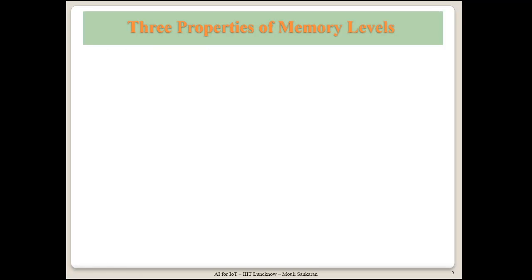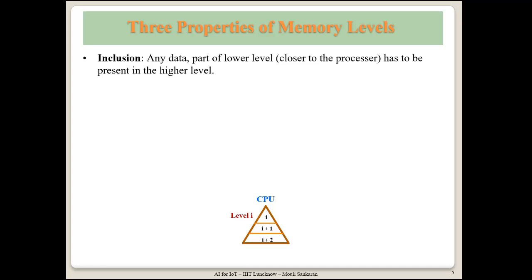Now, three properties of memory levels. That is very important. You should know inclusion. That means any data that is part of a lower level, which is closer to the CPU, has to be present in the higher level. That means it should be here also, and it should also be here.